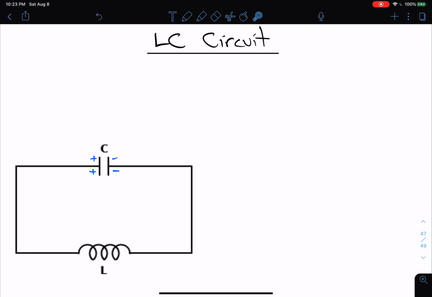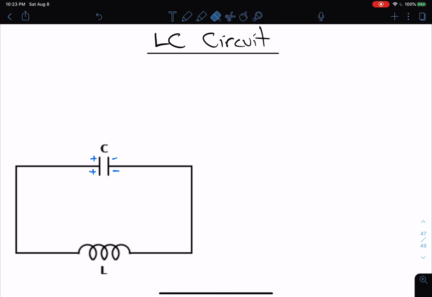Now, the inductor, however, remember how the inductor behaves. It resists any change in current. So yes, the capacitor is going to push the electrons off, but the inductor is resisting that change in current, which to begin with was 0. So it's resisting that change in current, but the capacitor is going to win. I mean, charge is going to flow all the way around, and indeed the current is going to increase.